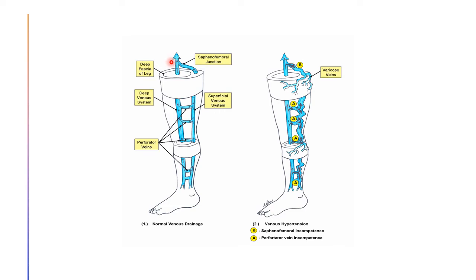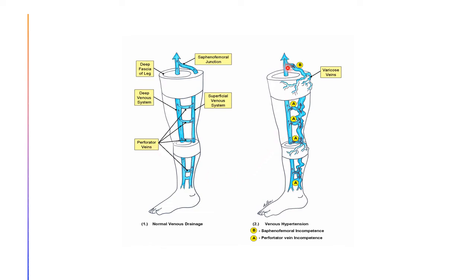Okay, this slide shows you the deep and superficial systems of the leg. This is the deep system which pumps the blood upwards towards the heart, and the superficial system also drains the blood to the deep system at the saphenofemoral junction, as well as at perforators connecting deep veins in the lower part of the thigh, below the knee, and above the ankle. These are the three sites for perforator veins.